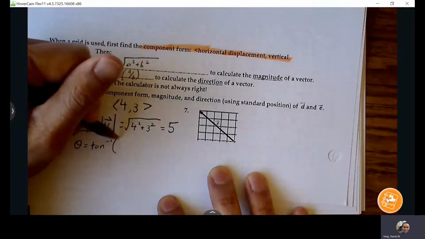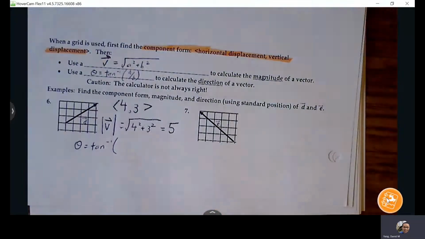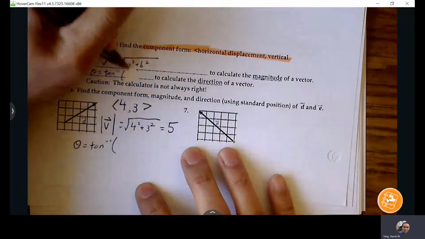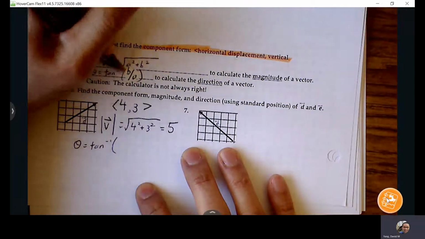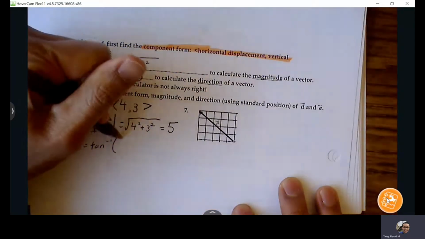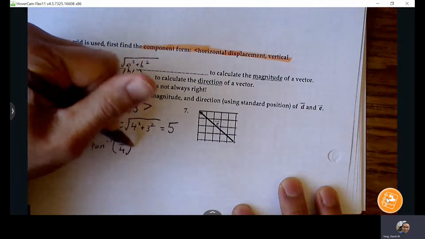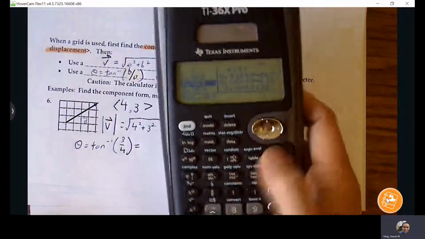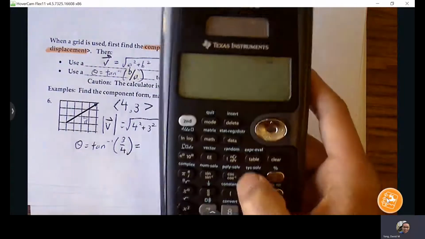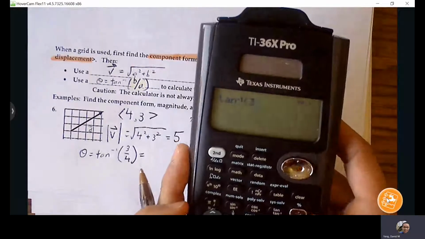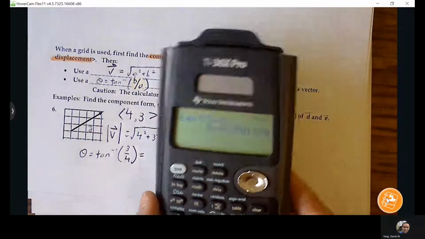A over B, I'm sorry. I got the rule wrong here. It's y over x, it's b over a. So y over x or b over a, we'll say 3 over 4. Make sure you're in degree mode. Okay, use your calculator here. Inverse tangent, 3 over 4.